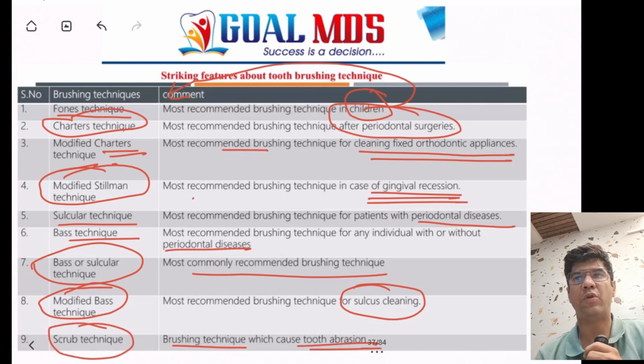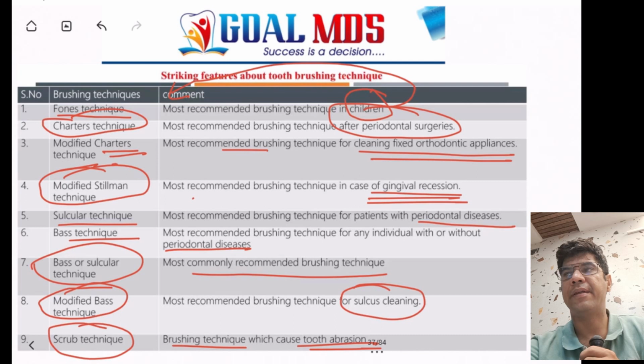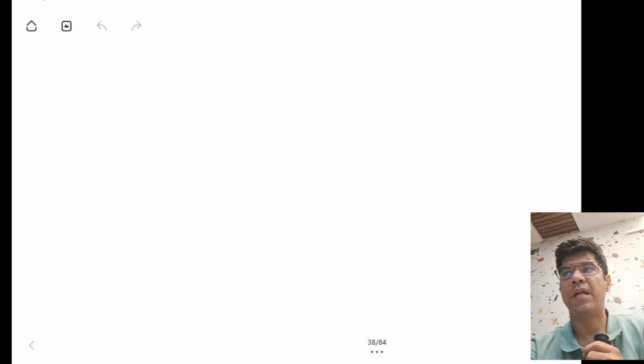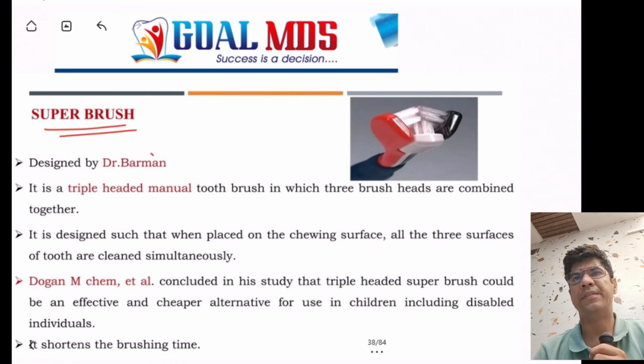The brushing technique which causes tooth abrasion is the scrub technique. So remember all these from your entrance point of view. Many times, many questions have been asked in entrance exams related to this. So that is very important from your examination point of view.